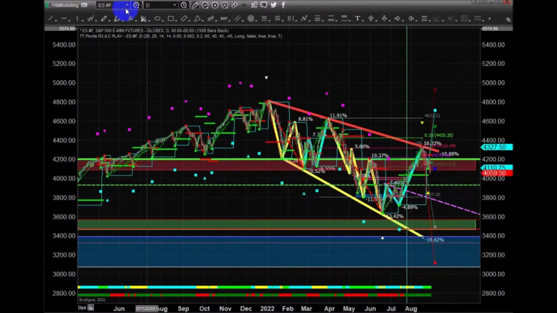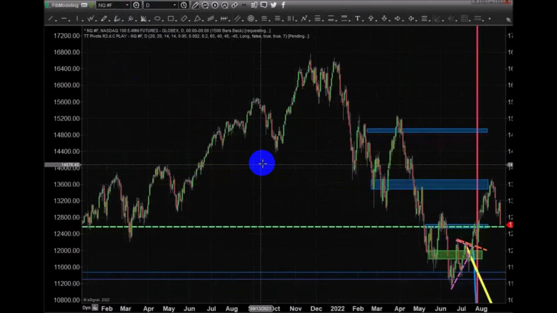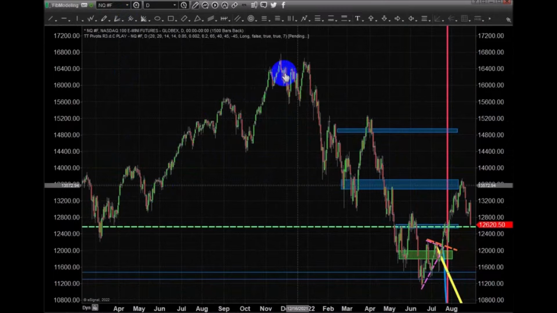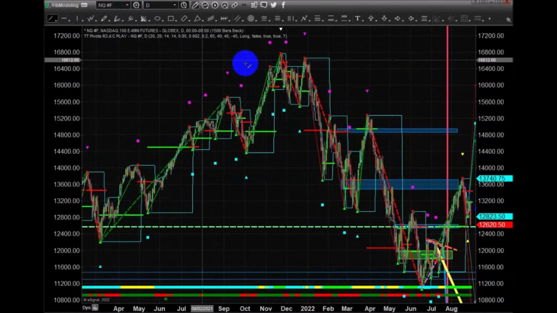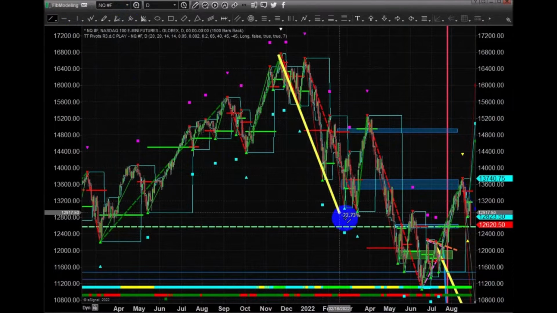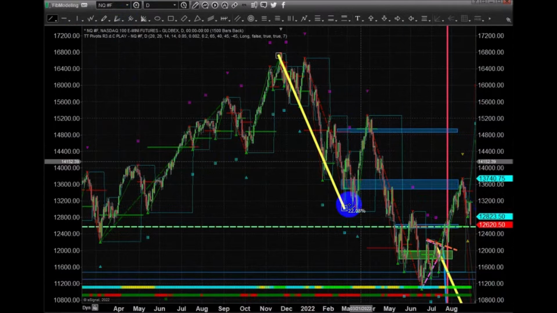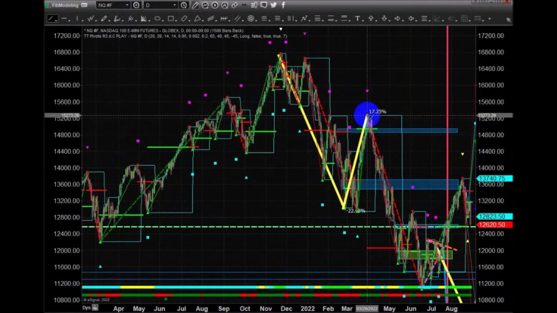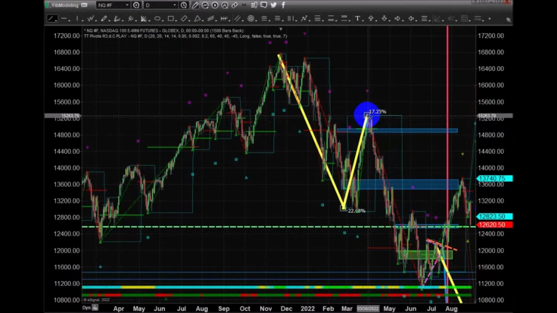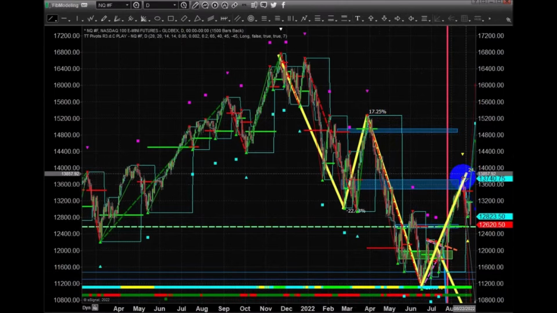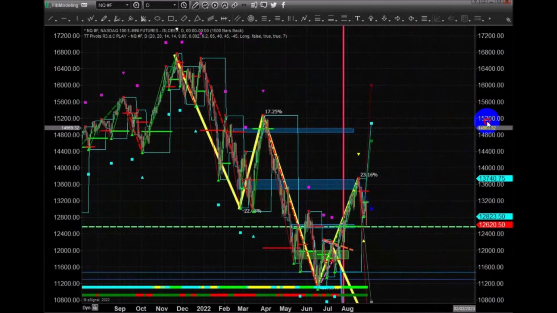All right, next we are going to go to the Nasdaq. Here's again a broad term picture of the Nasdaq. We have a very similar setup. We have an A, B, C, D formation, which sets up a very big E formation.